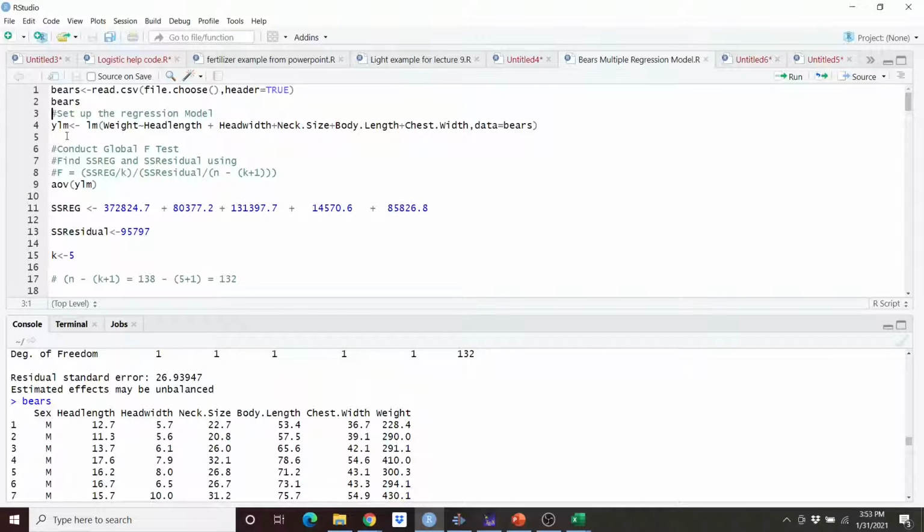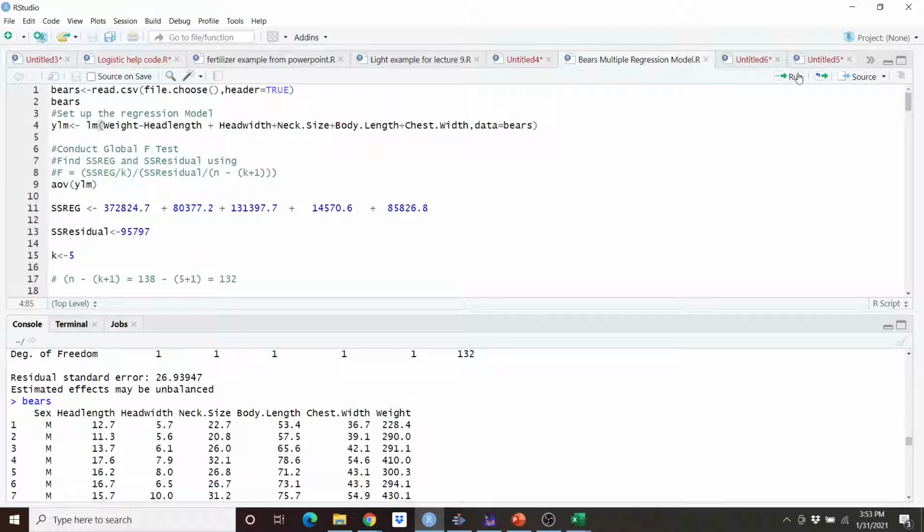Now what we've done, I've called this YLM. And remember, LM says it's a linear model, and I'm going to model Y against X. But notice Y here is weight. And then my X variables are all included here except for sex. So I want to see if I can model weight using head length, head width, neck size, body length, chest width. And here I'm calling the data set Bayes.